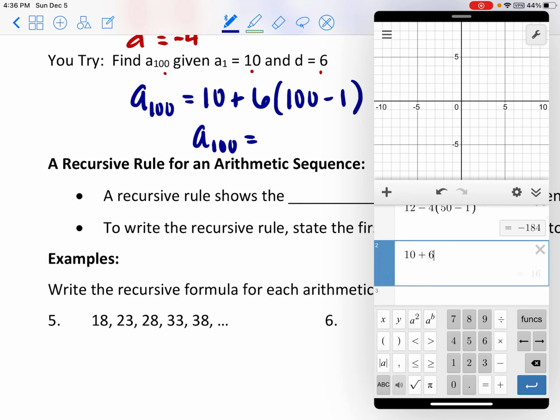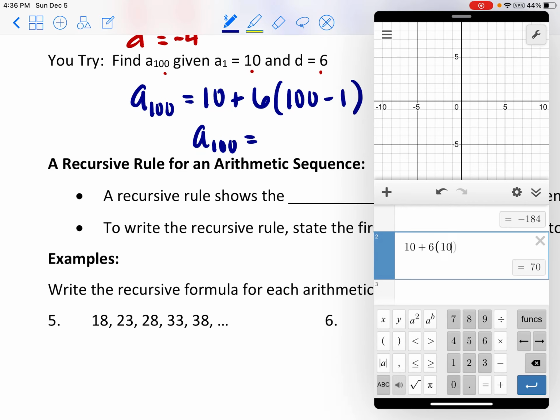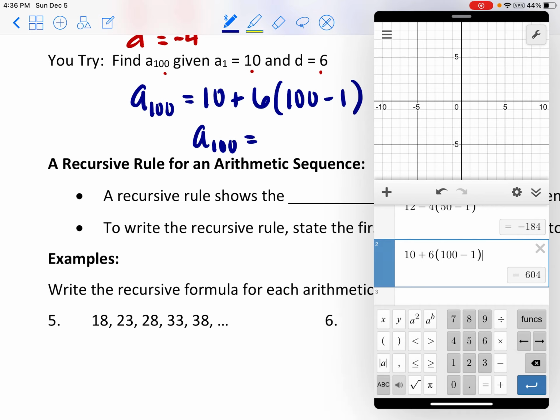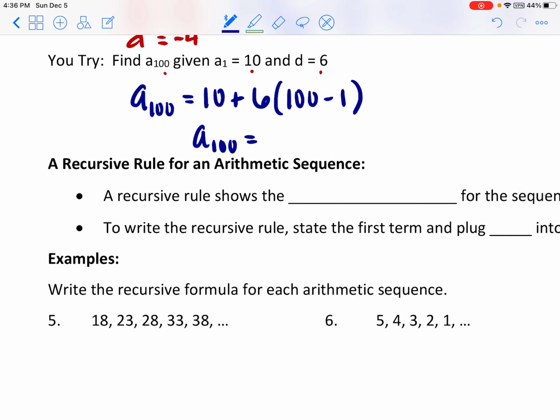And we put in 100 minus 1, and there it is, 604. So a sub 1 equals 604. That means the 100th term on this list would be a 604. That means we have a list that starts at 10, and if we continue to add 6 100 times, we would end up at 604.